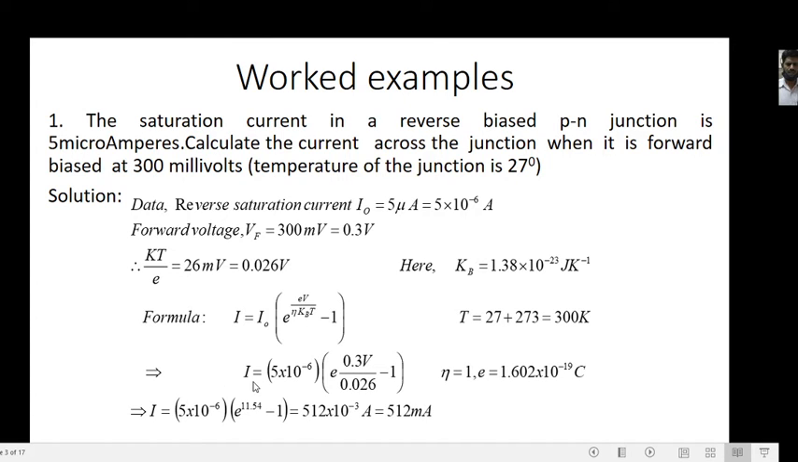So the current obtained is I equals 5 into 10 power minus 6 into e to the power of 0.3 volts divided by 0.026, minus 1. So I equals 5 into 10 power minus 6 into e to the power of 11.54 minus 1. So I is 512 into 10 power minus 3 amperes, that is 512 milliamperes.